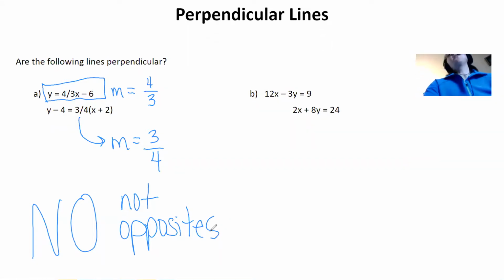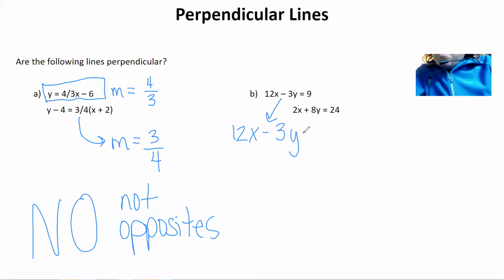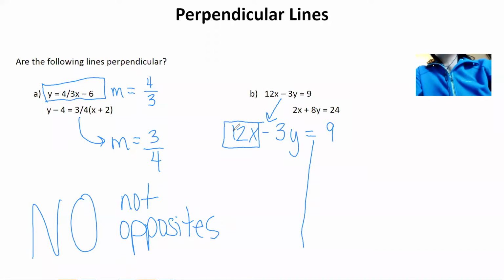Now, unfortunately with B, I can't really check that. I have to first rewrite it into slope-intercept form. It's a lot harder to rewrite it into point slope. So if you have it in standard form, just put it in slope-intercept form. So that means I'm going to do some switcherooing here. I got to get that y by itself. So I'm going to first move this 12x over to the other side, and it is a positive, so I'm going to do the opposite.